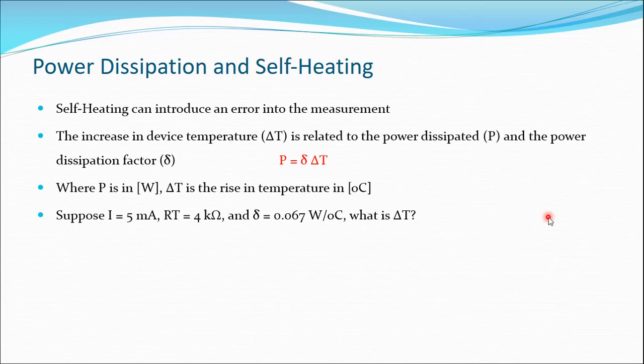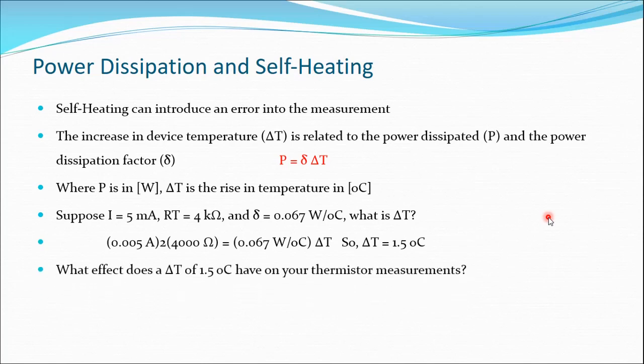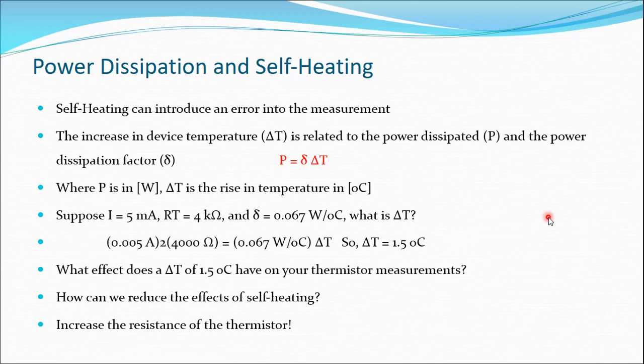Suppose I is equal to 5 milliampere and RT is equal to 4 kilo ohm and del is equal to 0.0067 watt per degree Celsius. What is del T? So after this calculation, del T we are getting is 1.5 degrees Celsius. So what effect does a del T of 1.5 degrees have on your thermistor measurement? You need to calculate all this. And how can we reduce the effect of self-heating? So what kind of modification do we require for that? So you have to increase the resistance of the thermistor.